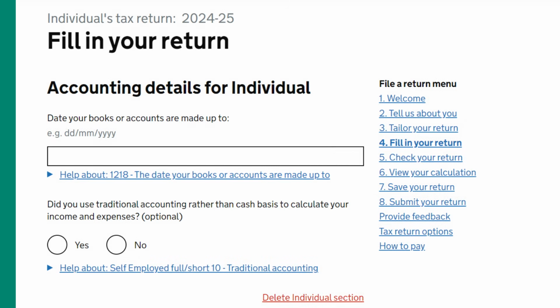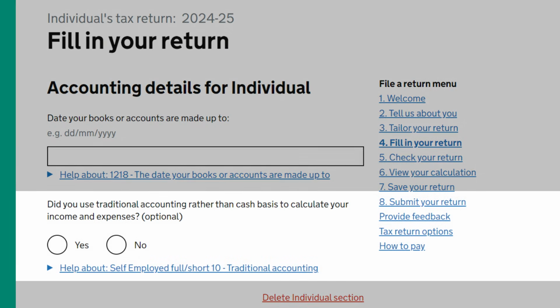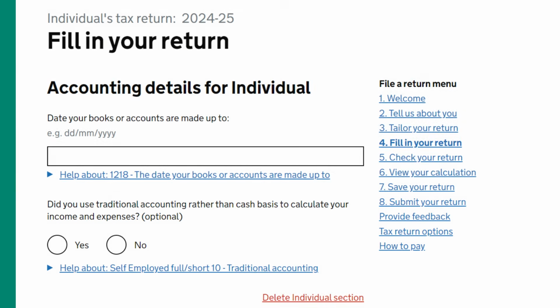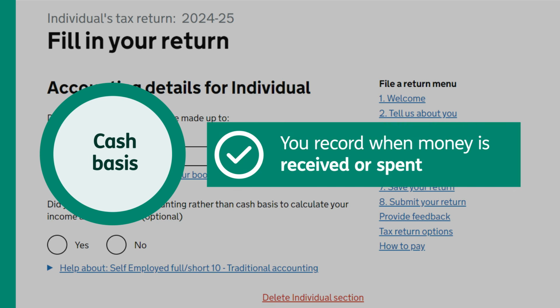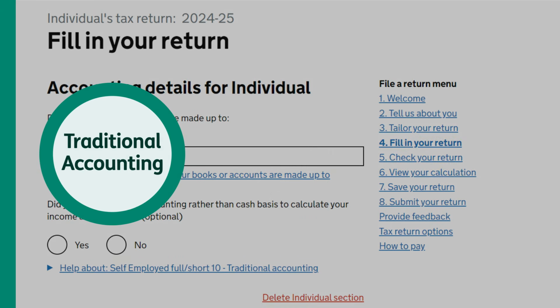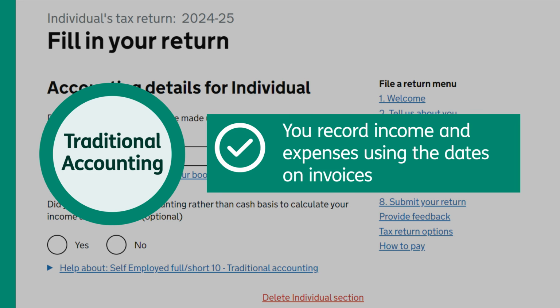Also, tell us if you're using traditional accounting instead of cash basis to work out your income and expenses. With cash basis, you account for your income and expenses when money is paid in or paid out. When using traditional accounting, you account for your income and expenses on the date goods and services are invoiced.